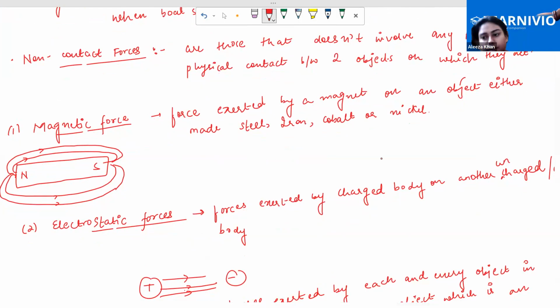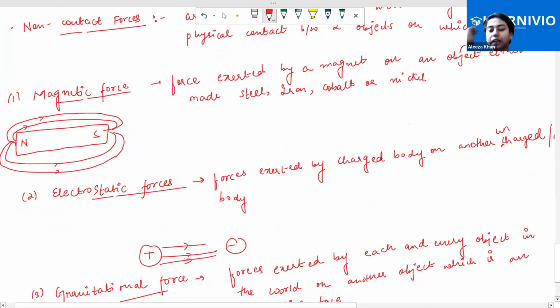I didn't understand electrostatic force. You didn't understand electrostatic force. Okay. Have you done an activity where you rubbed the scale onto your hair and then attracted the bit of paper towards it?